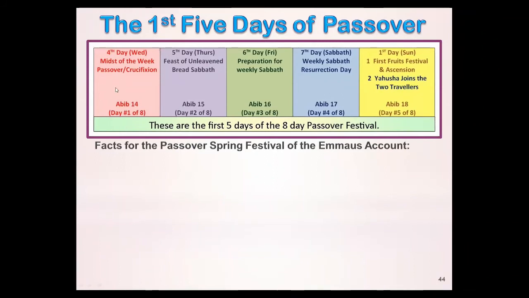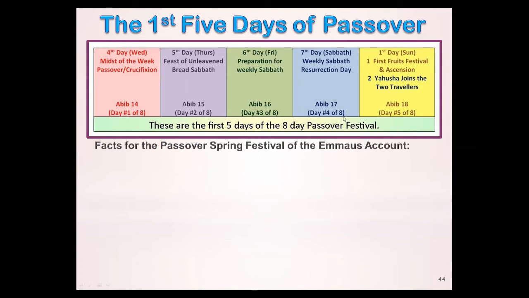We have the 4th day, which was the midst of the week, and that was the Passover crucifixion. That was an Abib 14. That is day 1 of the 8 days of the Passover festival. The next day was a Thursday. It was the Feast of Unleavened Bread. It was Abib 15, day number 2. On the 6th day, we have Friday, which is the preparation for the weekly Sabbath, Abib 16. And then, of course, the weekly Sabbath follows on Abib 17. That is day number 4. And then we have the resurrection on that day.